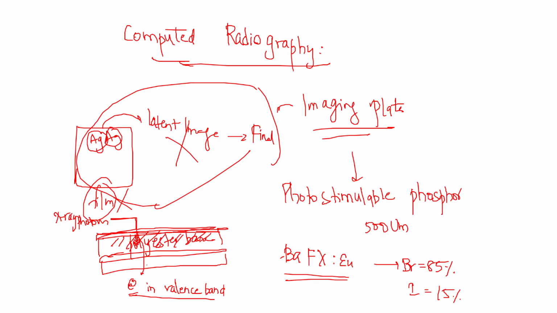Now we take this cassette and scan it with a laser beam. Sorry, first it is the X-ray photons: when they excite the photostimulable phosphor, the electrons from the valence band go into the conduction band.